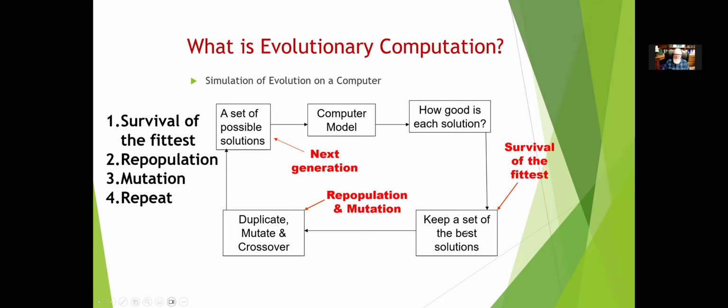And then what you do is you keep a set of the best solutions. In other words, you kill off all of the weak ones. And then you begin to duplicate and mutate. And sometimes they have something they call crossover. We're not going to talk about that. That was a very contentious debate at one time whether you should have crossover, but we're not even going to address it. And then you repeat this. So we have next generation, survival of the fittest, repopulation, and mutation. And it goes on and on and on.